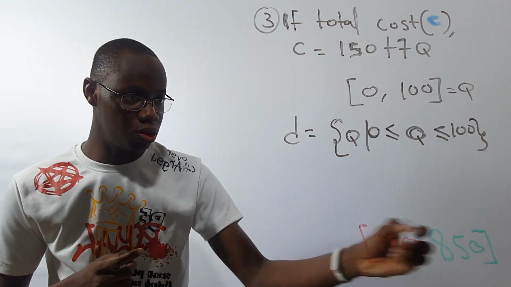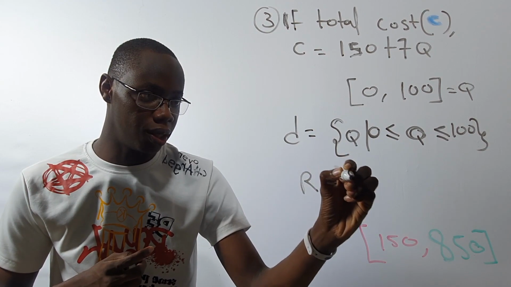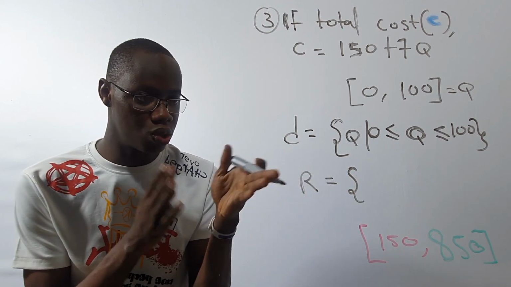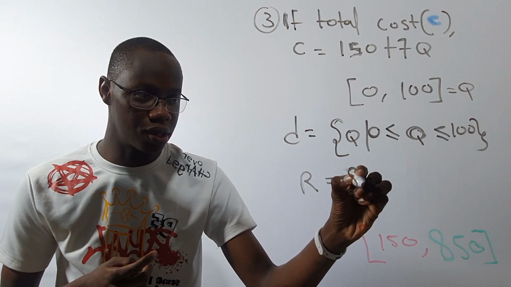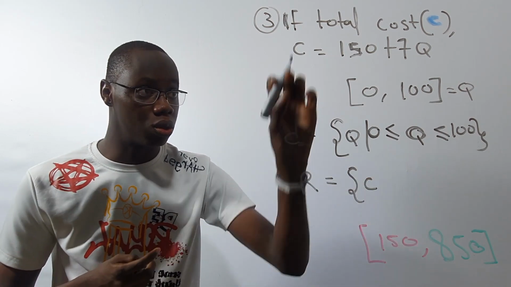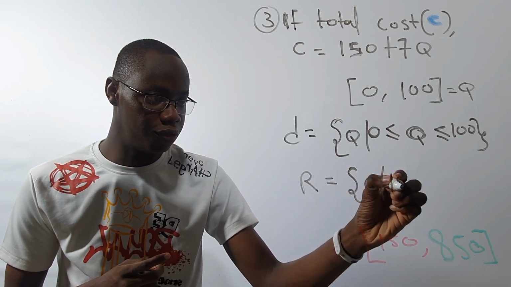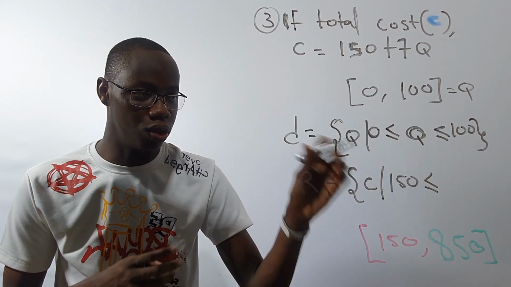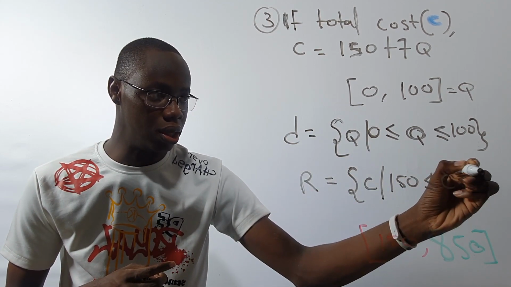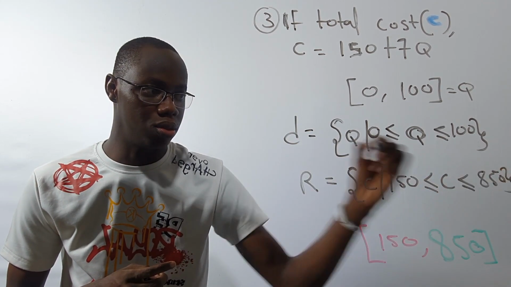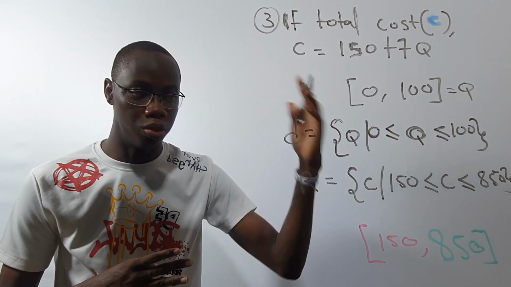Very easy. You can do this too for the range. Let's say R is range. The set, so the range such that cost, now don't forget this one is for the cost, the range is the cost such that 150 is less than or equal to the cost, and the cost has to be less than or equal to 850. Set bracket. So it starts from 150 and above. So that's it.